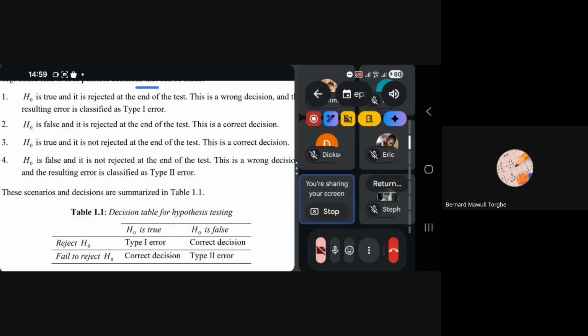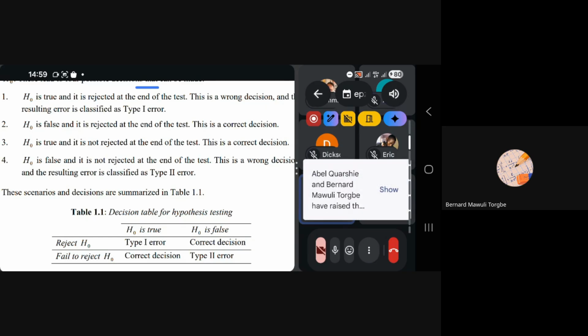What does it mean? Can you give me an example? The null is false and it is rejected at the end of the test. This is a correct decision. Based on what we said so far, I want you to give me an example so that I'll know that you have now gotten the picture. Mauli.